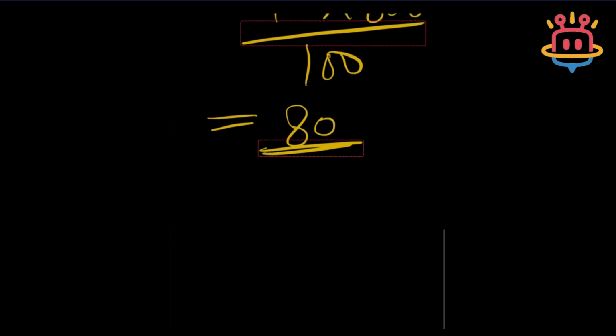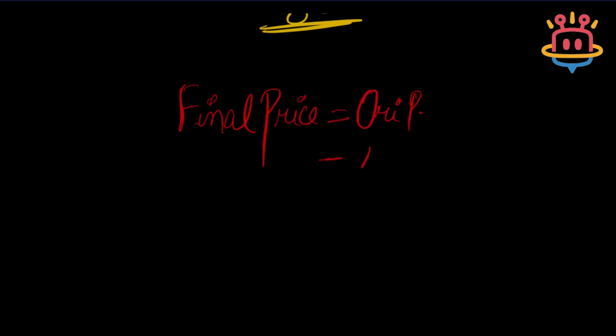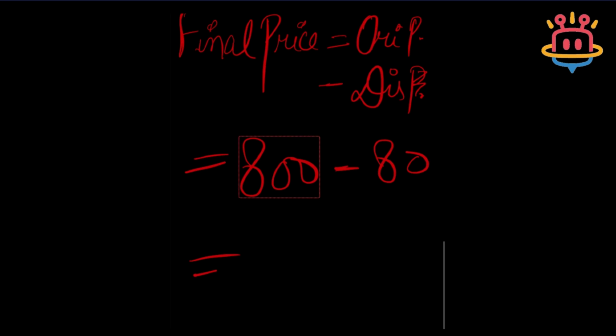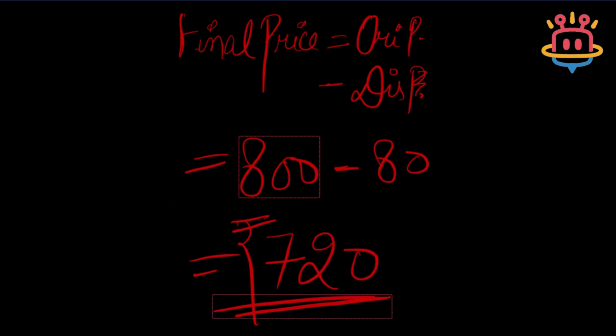Now let's find the final price. To find the selling price after the discount, we use the formula: final price is equal to original price minus discount. The original price was rupees 800 and the discount was 80 rupees. So the discounted price now is 720. Yay! Super quick, super easy.